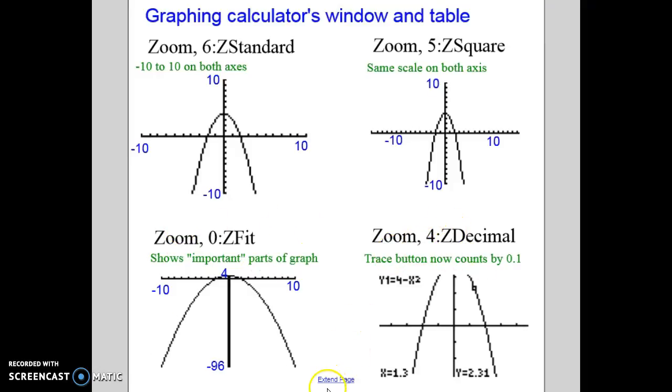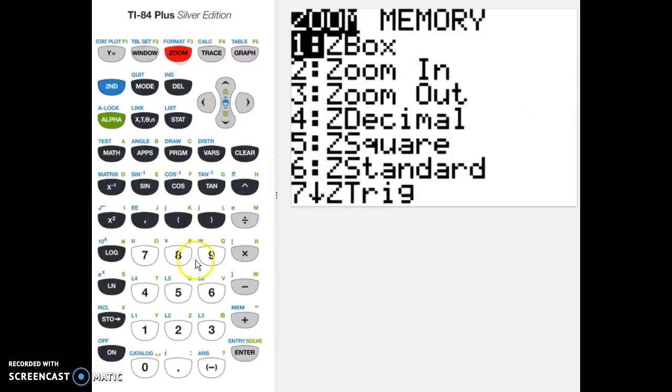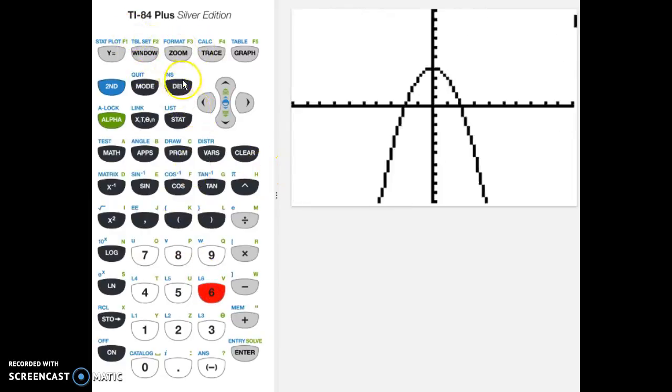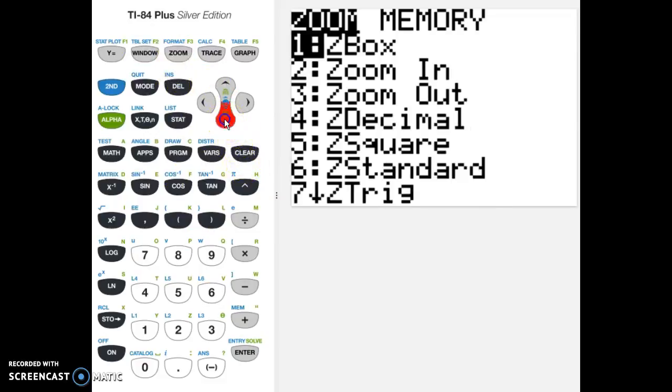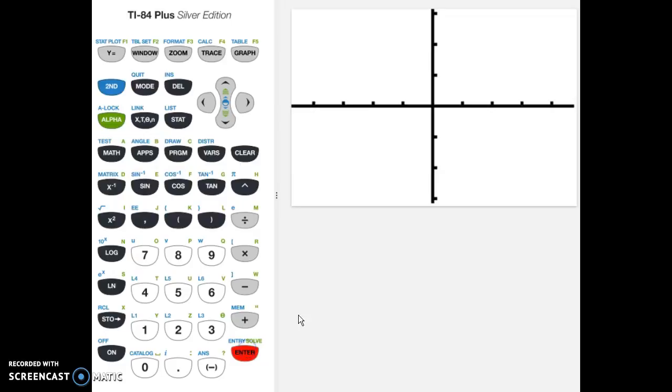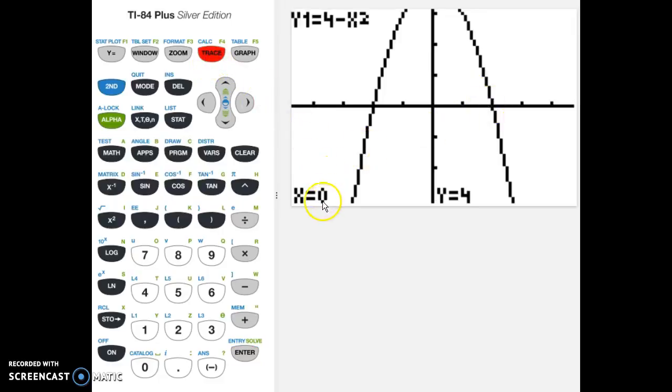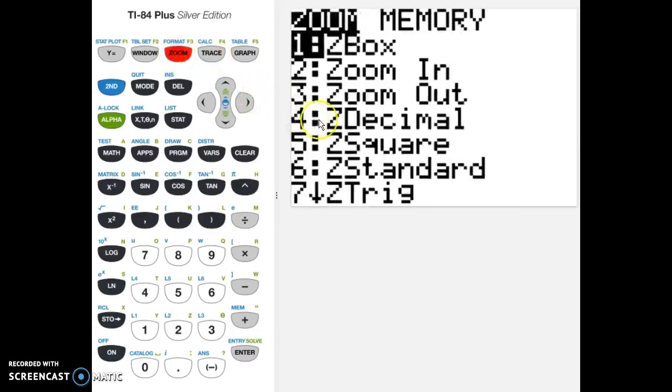One that you maybe haven't used that I want to show you is called zoom decimal. So I'm going to go back to my standard window first. And then I'll hit zoom, and then option 4 is zoom decimal. You might not think this is very useful. If you look at the graph, you don't get the top of it there. But what is nice is if you hit trace now and go to the right, you can see that this x value right there now goes up by 0.1 every step. So it is a good way to have your trace button give you incremental values that are a little more reasonable. You can see a few other options here that you can play around with.